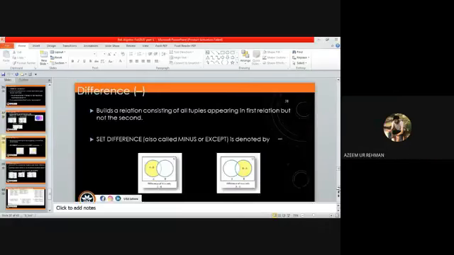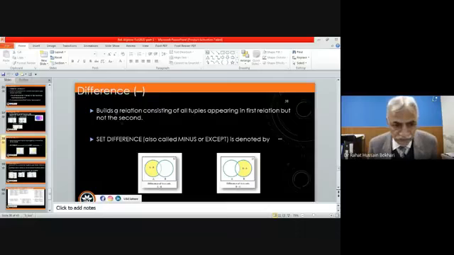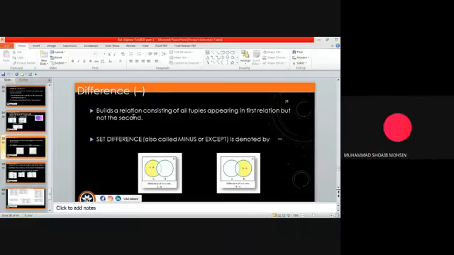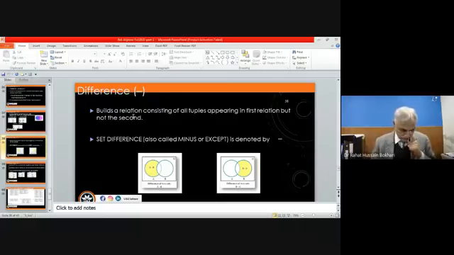No sir. No, the last one is the difference between 2 relations. That is also union compatible होना चाहिए. And we already discussed with you that A minus B is never B minus A. And this symbol is the minus sign. So it consists of all the tuples appearing in the first relation but not in the second.